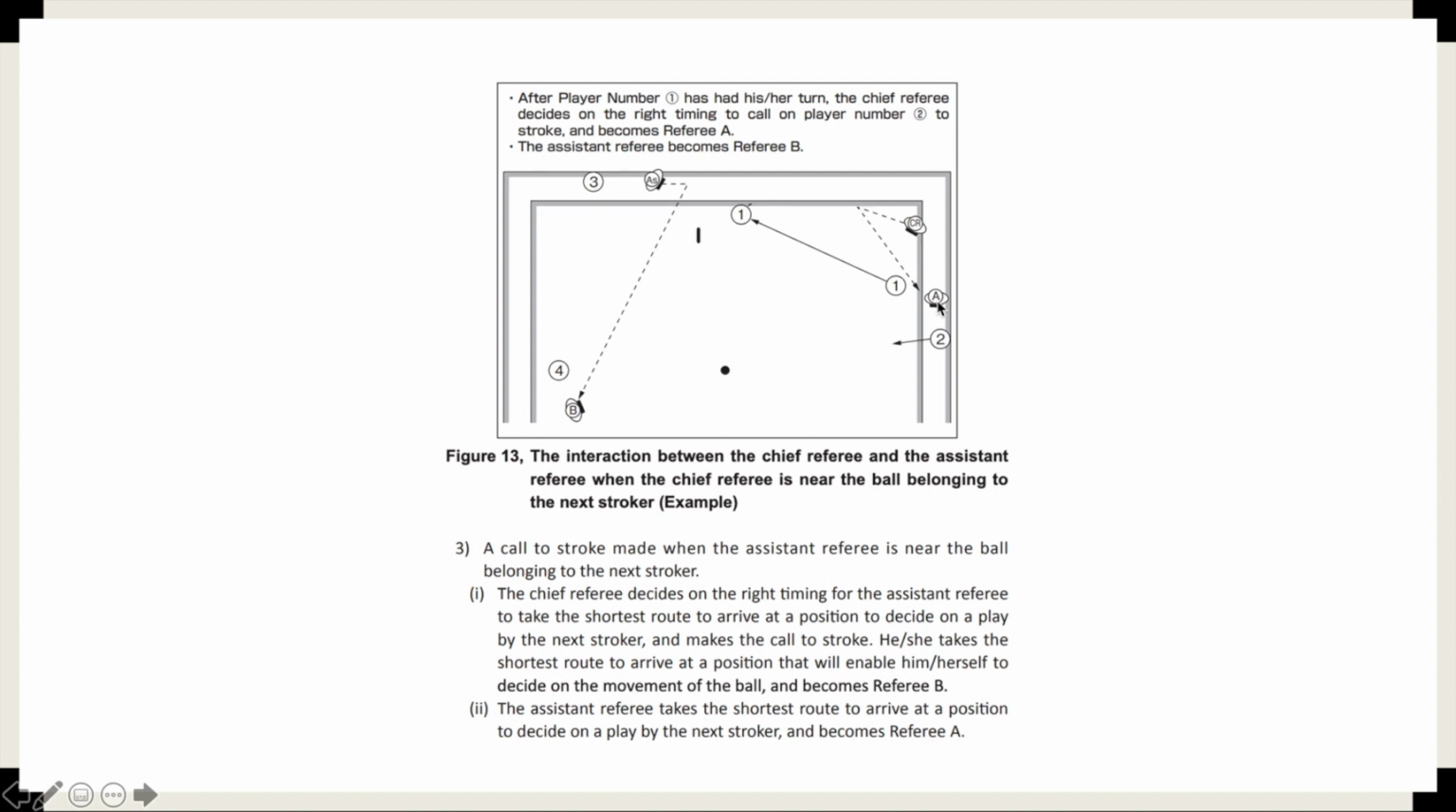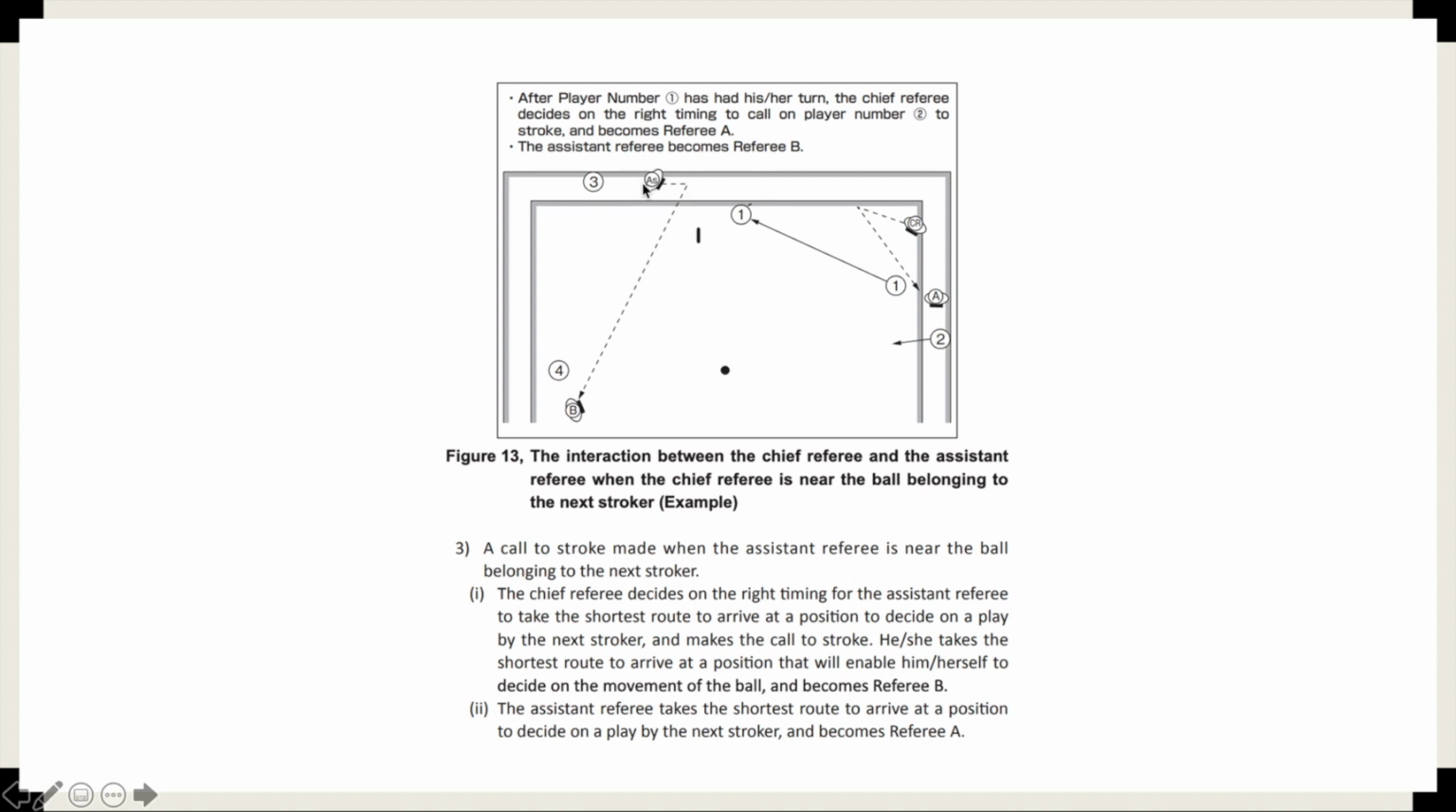So they're just moving along. So the chief referee takes the shortest path to ball 2, and they assume the position of referee A. So the chief referee of the last stroke goes down and assumes the positioning of referee A to adjudicate on the stroking of ball 2.